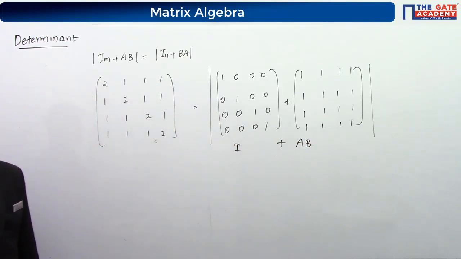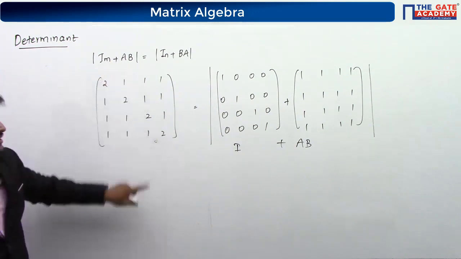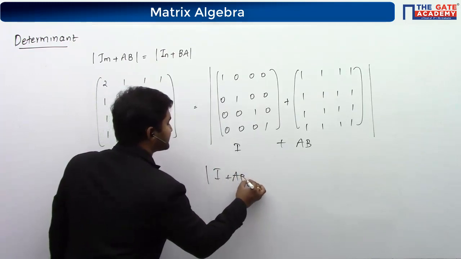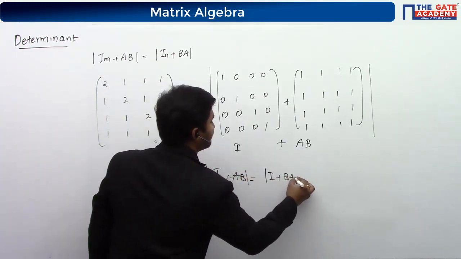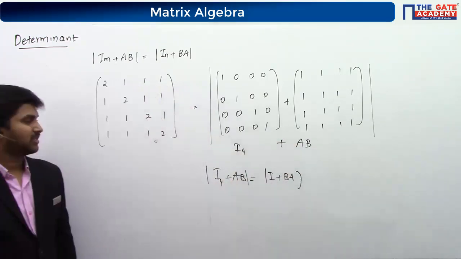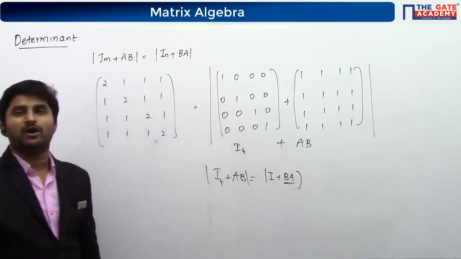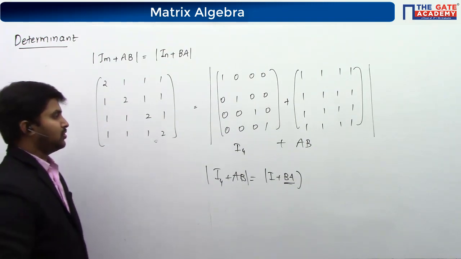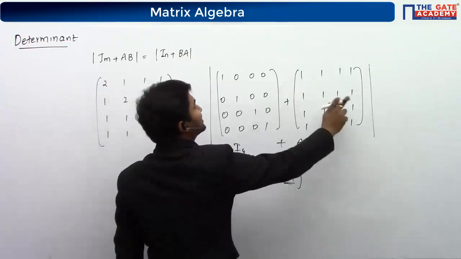Identity matrix plus AB. So I'm trying to use this particular principle to say that identity matrix plus AB is equal to identity matrix plus BA, where because I'm adding an identity matrix of fourth order, I don't know the identity matrix of this because it all depends upon the order of BA. Right? So one thing is very clear, I can consider that AB is going to be all ones.